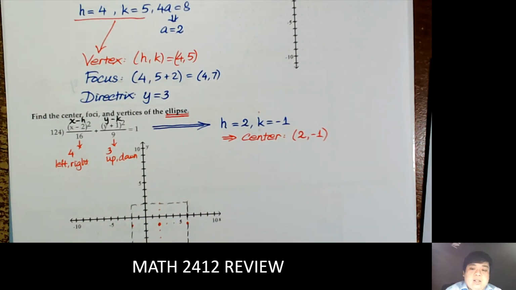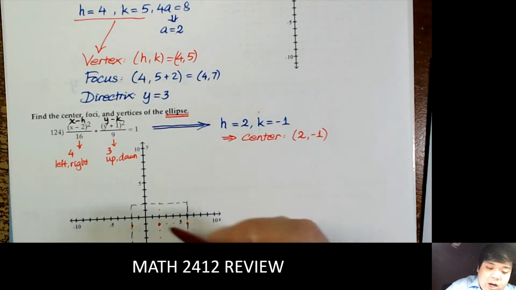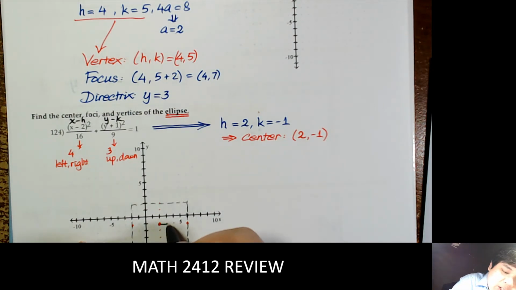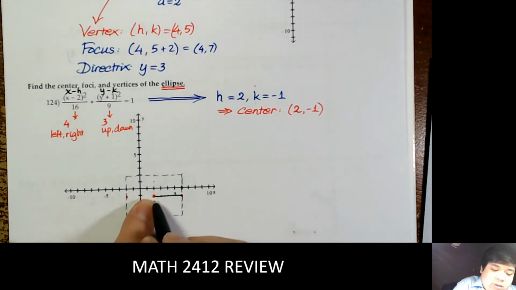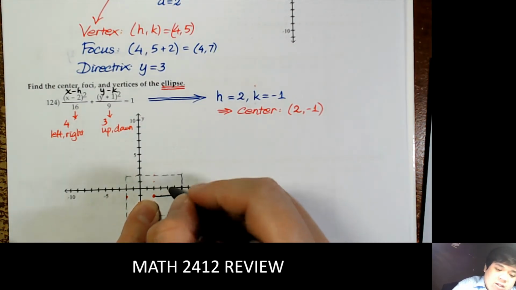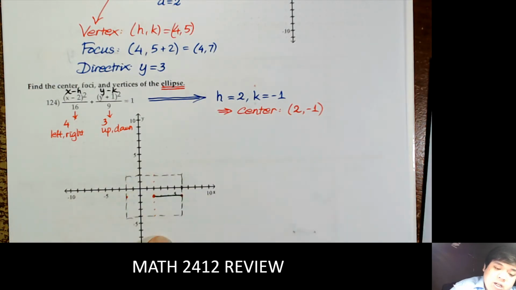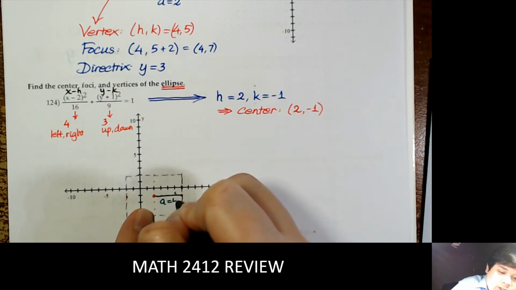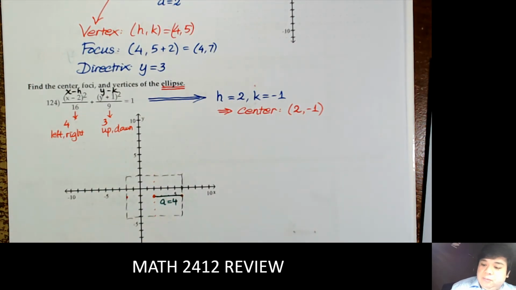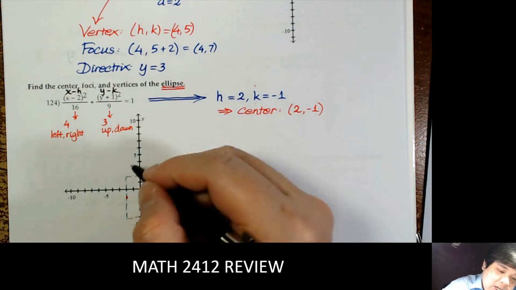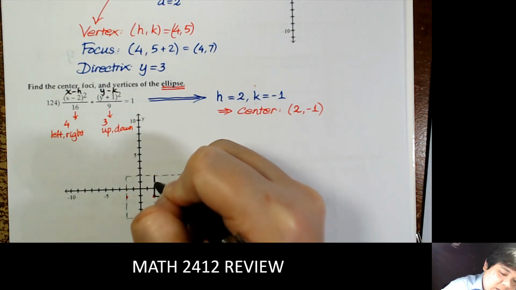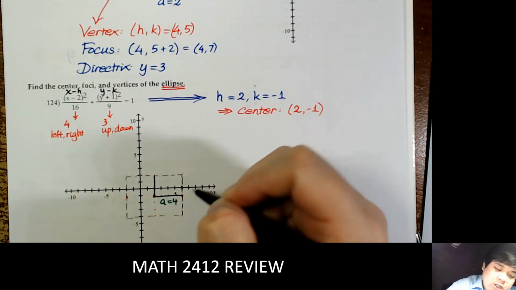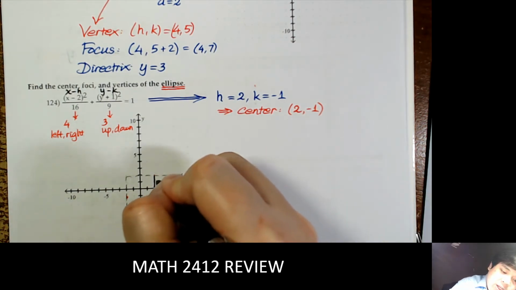Now, the vertex is the point furthest away from the center. So this is the longest distance from the center. Of course, we're not talking about that. The ellipse is inside that box. So in this case, A is going to be 4, because that is the left and right distance. And then B is the other distance that is perpendicular to the major axis here. So B is 3.